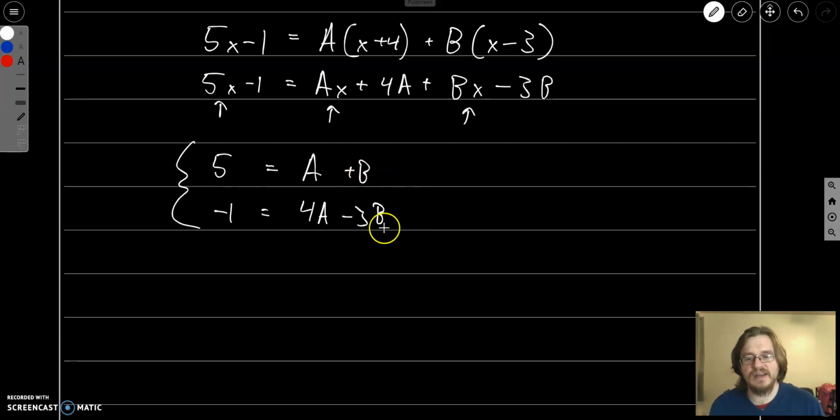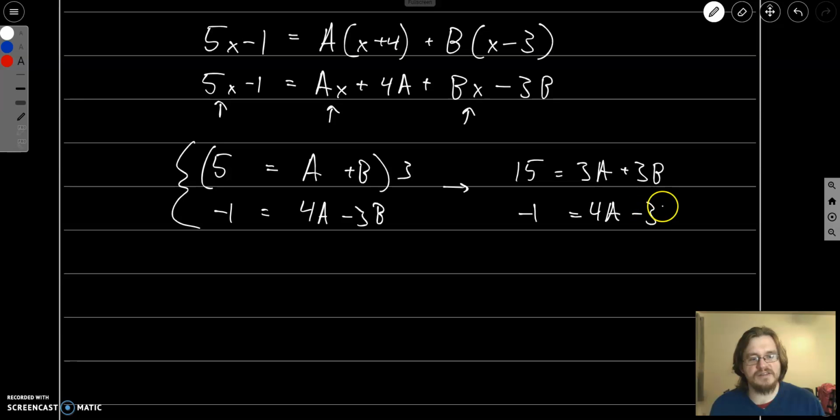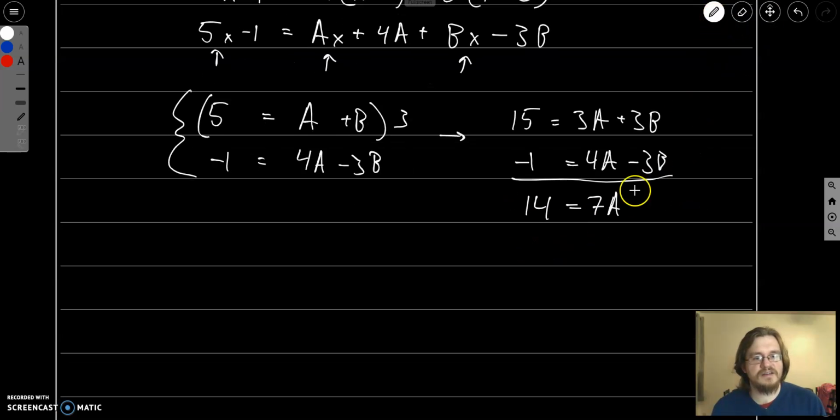I've got a b on top and a negative 3b on the bottom. So I'm going to multiply this top equation by 3 to get, so 3 times the 5, 3 times the a, 3 times b. On the bottom, I've got negative 1 is equal to 4a minus 3b. I add these together. The b's will cancel, and I'm going to be left with 7a. 15 minus 1, well, that's 14. So dividing both sides by 7, I get a is equal to 2.